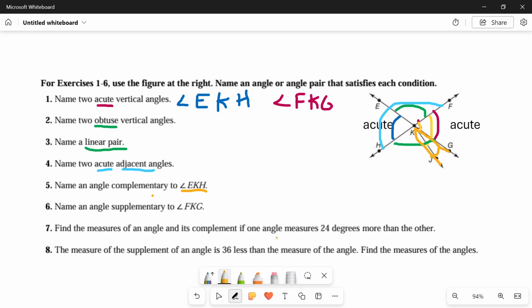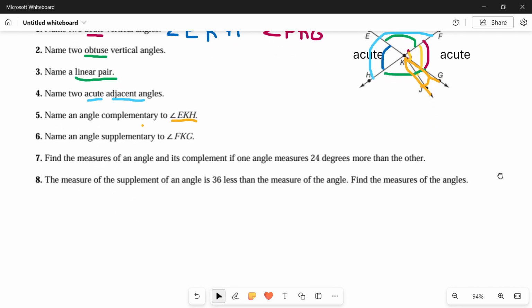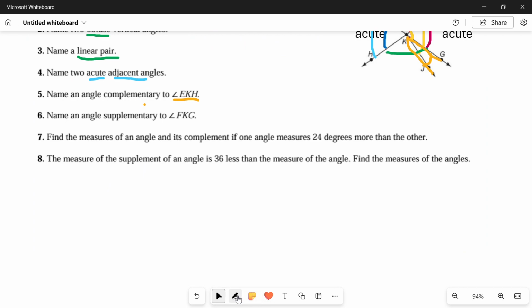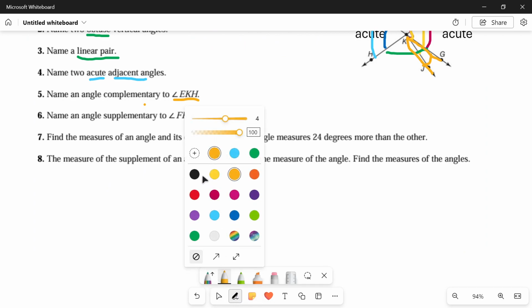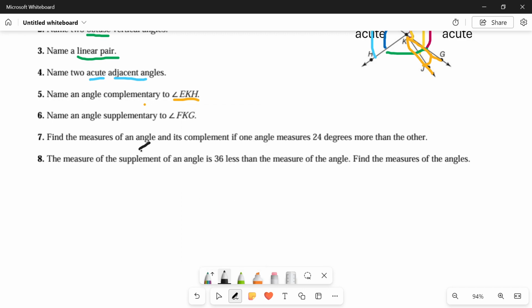Find the measures of an angle and its complement if one angle measures 24 degrees more than the other. Okay, so this is a little algebra problem here. Let's move this down a little bit. Okay, so if I don't know the measure of one angle that they're talking about here, the easiest thing is for me to just call it X and its complement, right? So let's say Y. I don't know, X and Y, right? So what do we know? We know X and Y are complements, which means if you add them up, they equal 90.